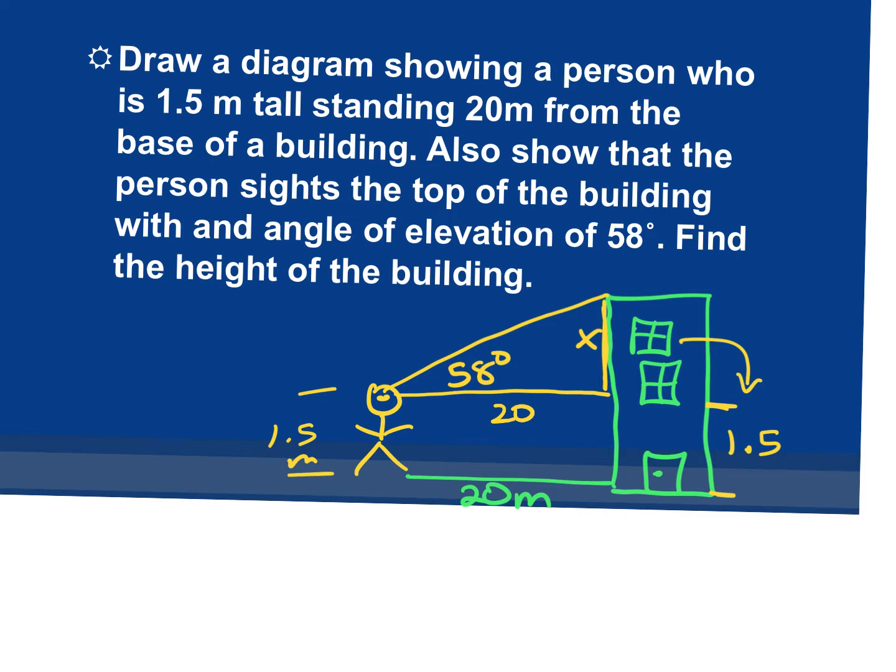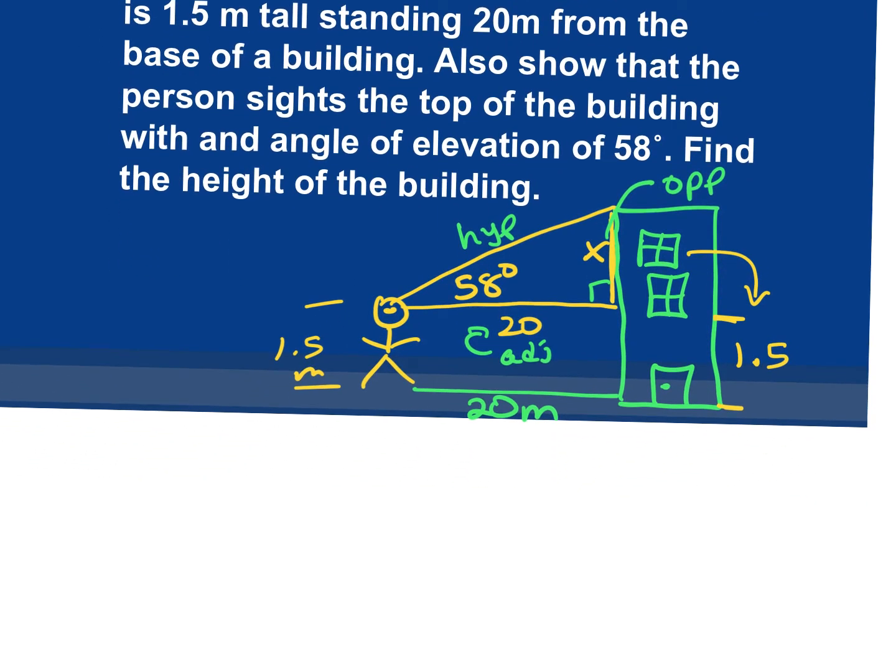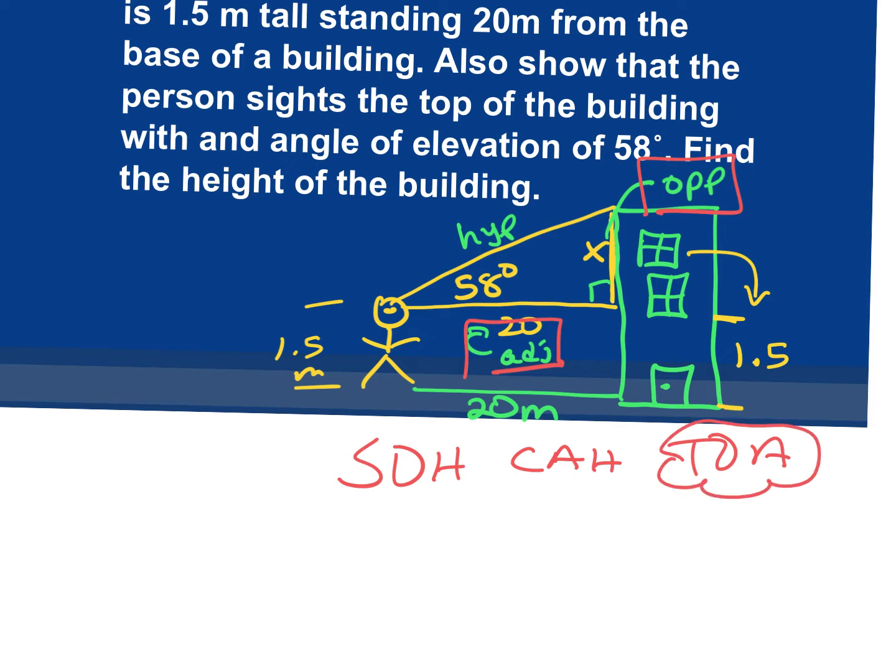So based off the 58, the 20 is adjacent, and the X is the opposite. This side over here would have been the hypotenuse. But we don't have a number on it, so we're not using it. So now, in order to find the height of the building, I need to figure out which ratio is going to use adjacent and opposite. And if I write down my SOHCAHTOA, I can see that the trig ratio that uses opposite and adjacent is going to be the tangent.